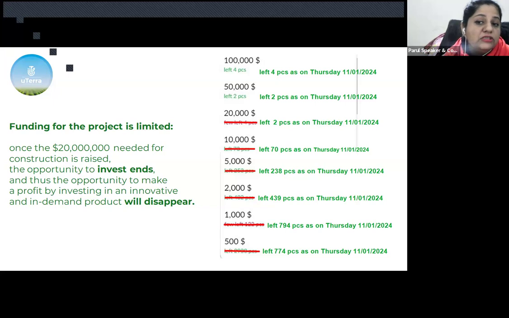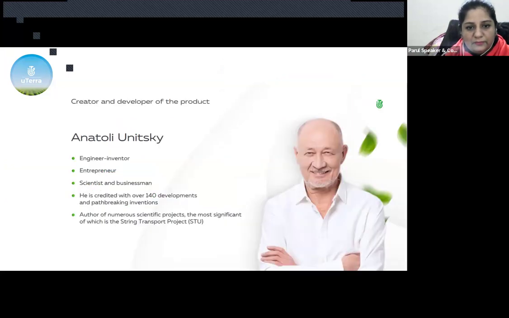You can see the $50,000 packages, we are left with only two pieces. So two people will make a $50,000 investment and take those packages, and they will disappear. So no one can make an investment for that package. So they are limited, and this is a real-time count of the number of packages left.